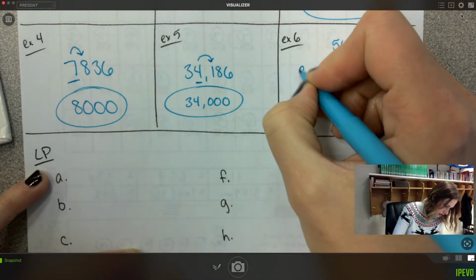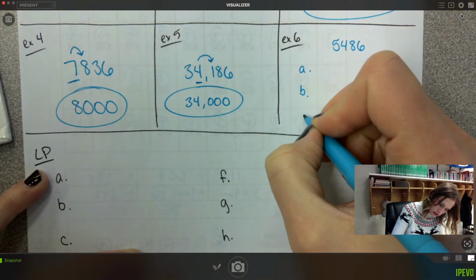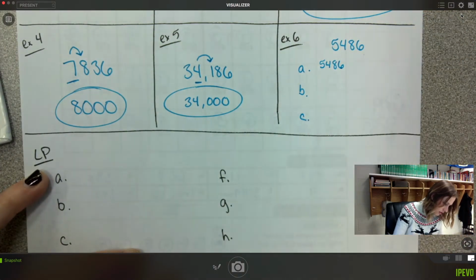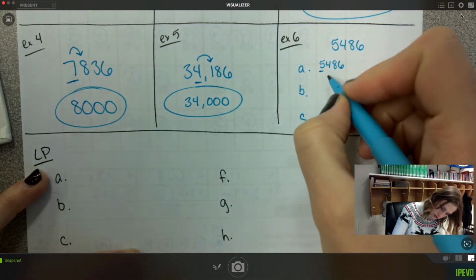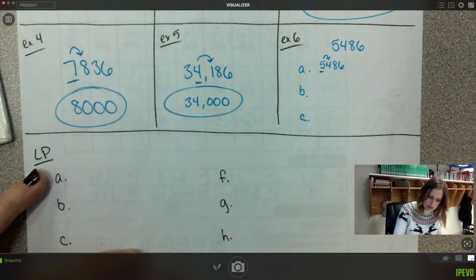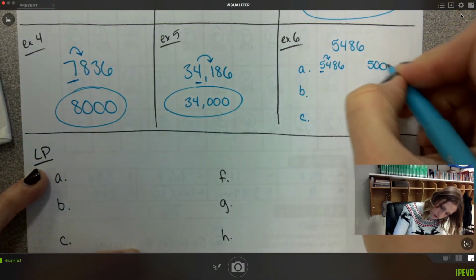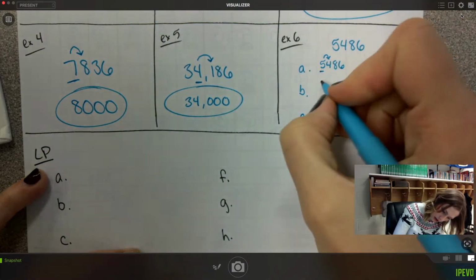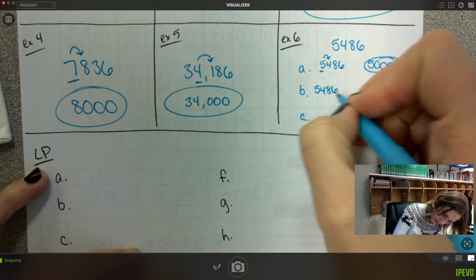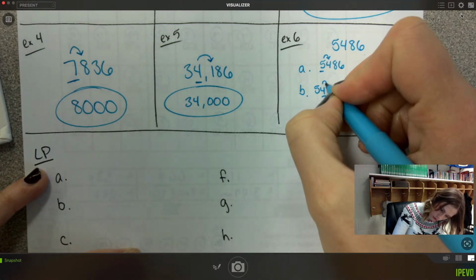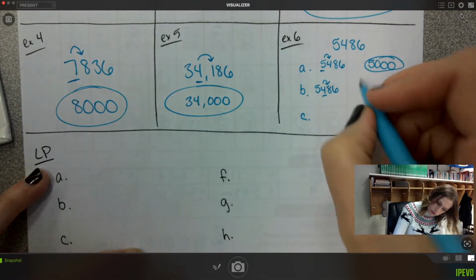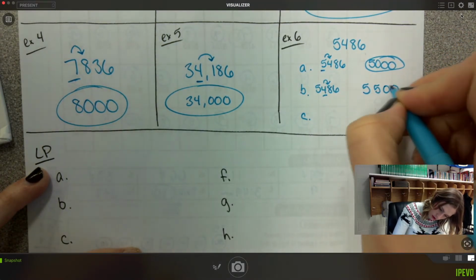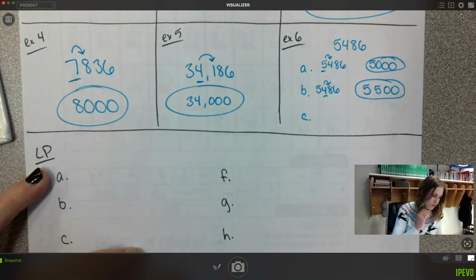Example 6 says round 5,486 to the nearest 1,000, to the nearest 100, and to the nearest 10. 5,486 to the nearest 1,000. 5 looks at the 4. The 4 says don't get no more, so we round this to 5,000. Next one says do it to the nearest 100. 5,486 to the nearest 100. 4 looks at the 8. The 8 says go up one time, so that 4 is going to go up to a 5, and the rest turn to 0 after that.